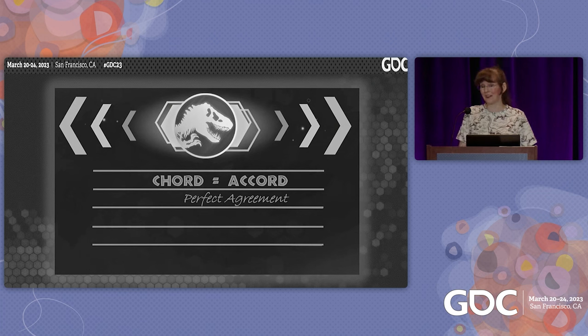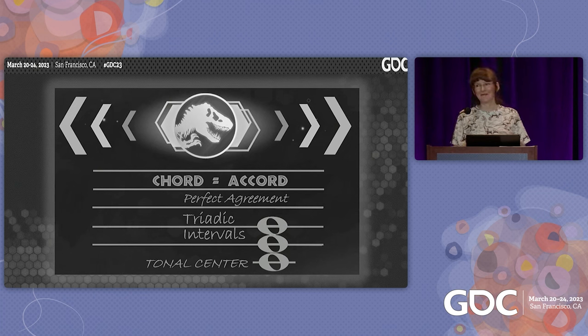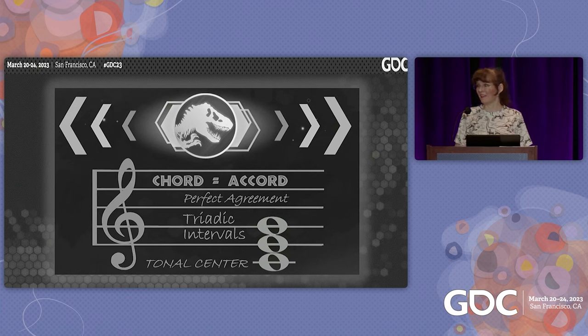It perfectly agrees. Traditional chords are built on triadic intervals, the root, the third, the fifth. The three tones work together to reinforce the tonal center, which gives us an awareness of the key signature. Triads are stable, they're organized, they're reassuring, and that's exactly what we don't want.